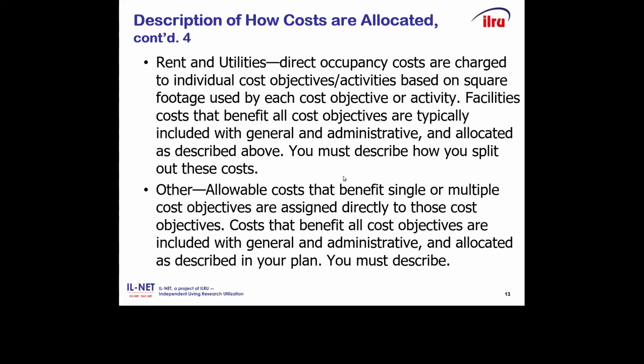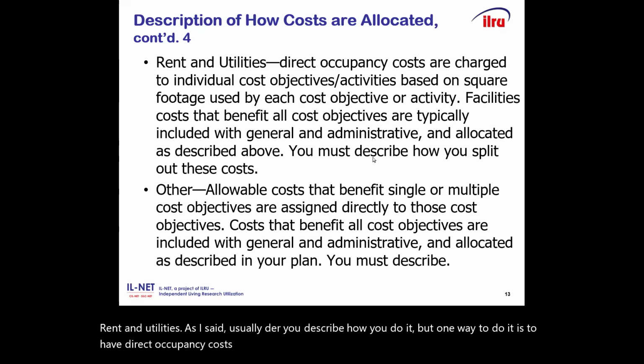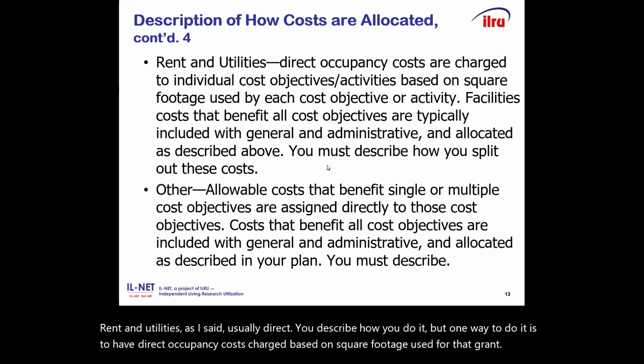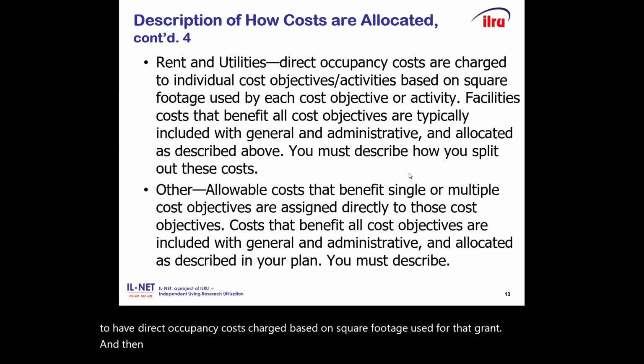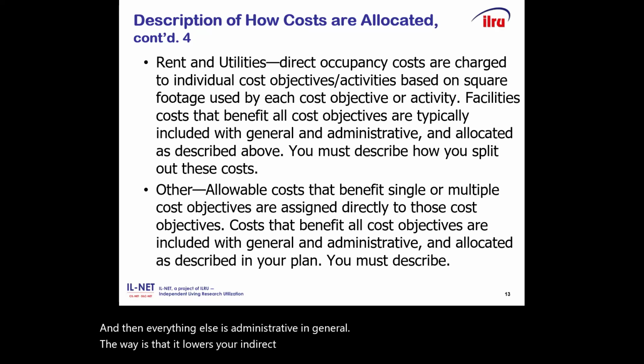Rent and utilities, as I said, usually you describe how you do it, but one way to do it is to have direct occupancy costs charged based on square footage used for that grant. And then everything else is administrative in general. The reason for doing it this way is that it lowers your indirect costs or your administrative cost rate because you're charging some directly as much as you can.